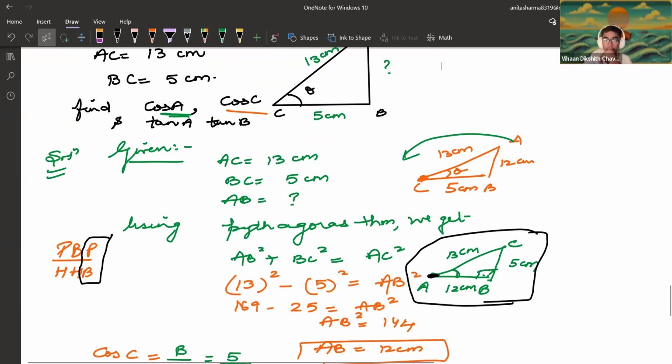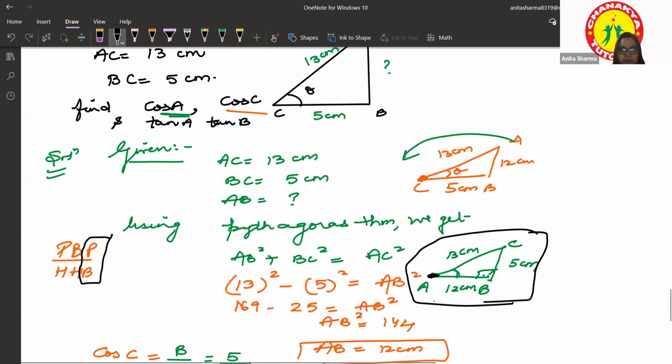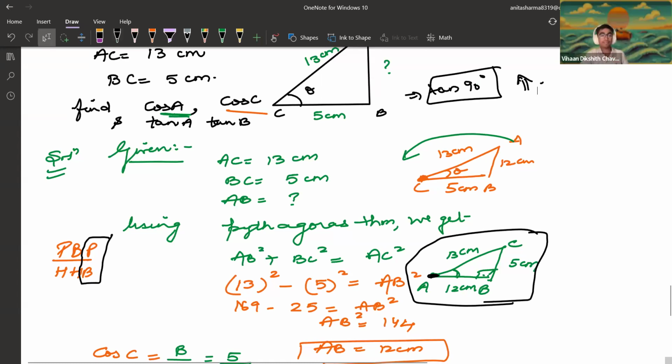Ma'am, you wrote tan B here. Is that a mistake? Just wait. I have written tan B. Yes, ma'am, tan B. It will be tan A only. Tan B, 90 degree. We will learn this thing in next class, okay? How to find the value of tan 90, because angle B is 90 degree, na?